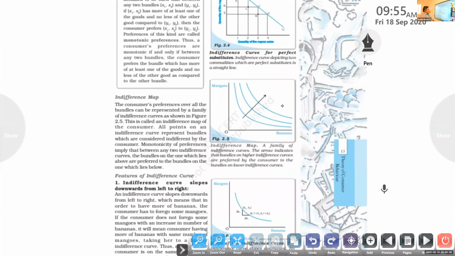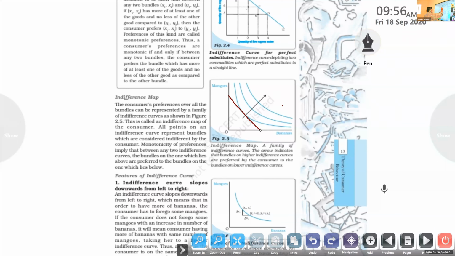You already studied here. What did we study? Higher the indifference curve, more the satisfaction. Yes or no? Yes, sir. One more thing we studied in the budget line: more the income, the budget line will move away from the origin. So the concept is almost the same, right or not? Here you can draw a budget line. The budget line is closer to the origin, and the indifference curve is also closer to the origin.